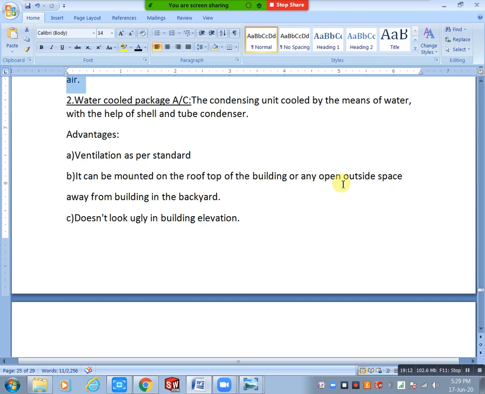Next, the technician can work easily in a breakdown. Okay, any repair work, the technician can work easily.